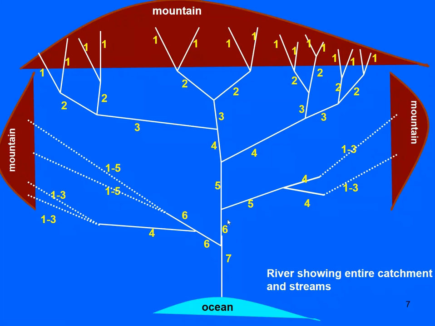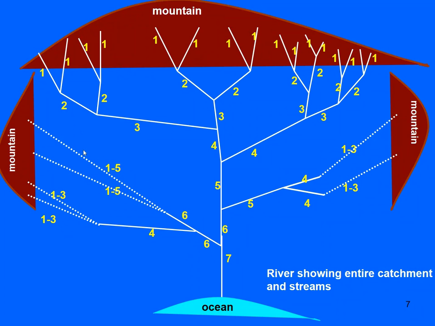What you also can just imagine for yourself is that somewhere along here, probably from around 4th order streams, the gradient starts getting a little less because it's now a bit further from the mountains. And then especially when it gets to this area here, the gradient is a lot less when it gets closer to sea level.